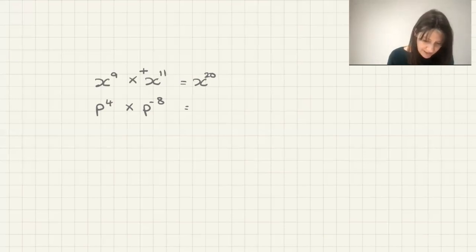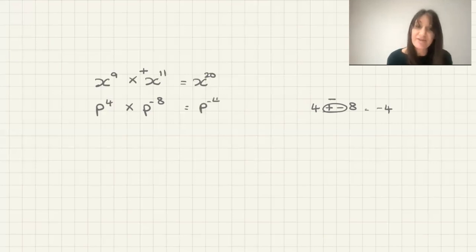Now, what's going to happen is I'm going to end up with, and I'm going to do my working out a little bit further away, I've got 4, and then I'm going to add that negative 8. And obviously a plus and a minus, one minus in the combination, means that you have a minus to perform. So 4 take away 8 is minus 4. So the answer to this one would be p to the minus 4. If you got that right, brilliant work, well done.